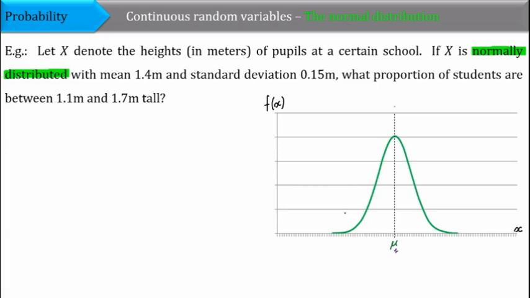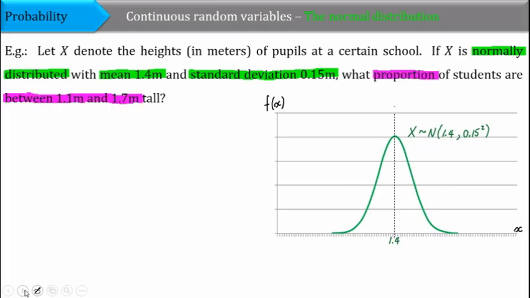Right, so x is normally distributed. It has a mean of 1.4. So that's the next step. Mean of 1.4, standard deviation of 0.15. So if we indicate this, then the middle point, which is the mean, will be 1.4. And I'm going to just write here that x is normally distributed with a mean of 1.4 and a standard deviation of 0.15. Of course, this is the variance because it's 0.15 squared.